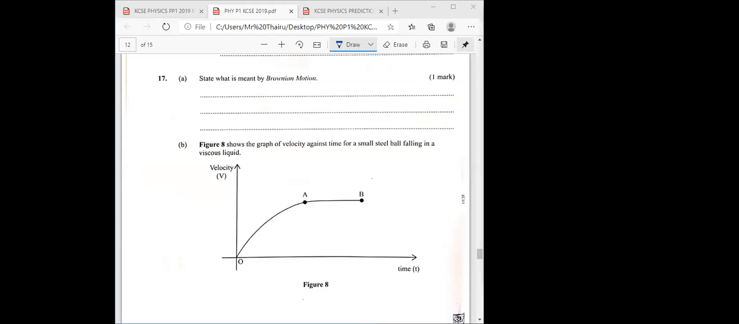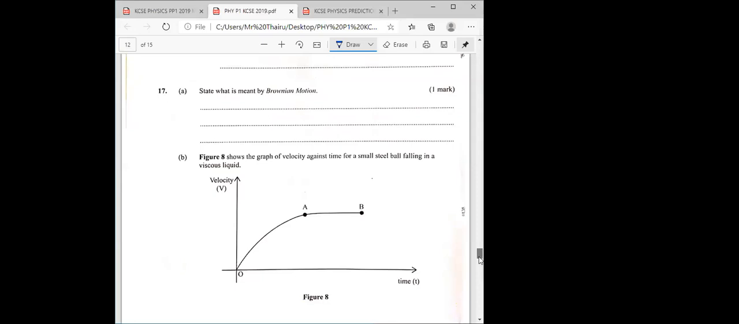It is the constant random motion of particles caused by uneven bombardment between individual particles. You are right. It is the random movement of particles of matter. That one is enough. Random movement of particles of matter. We can go to question B.